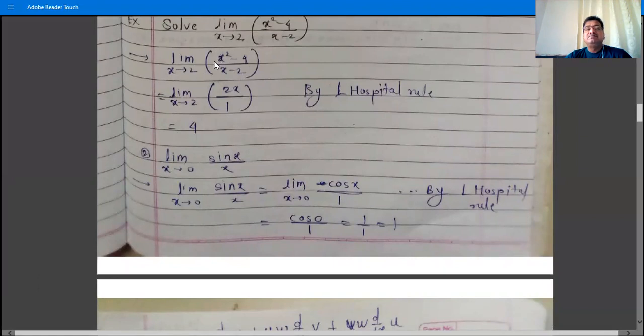What is that? Factorize this x square minus 4. What is the factorization? x minus 2 into x plus 2. Then x minus 2 gets cancelled. We have x plus 2, and then substitute x as 2. We have 2 plus 2 as 4, the answer. But no need of this.